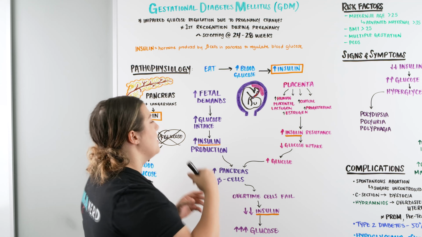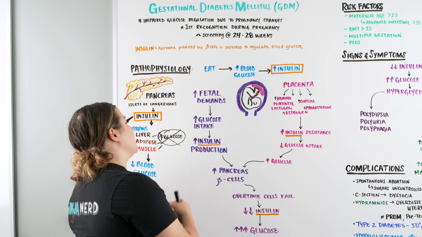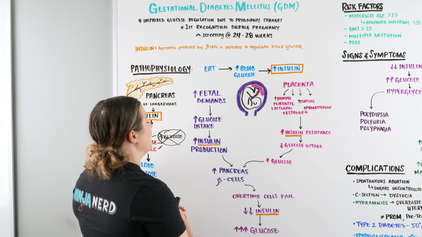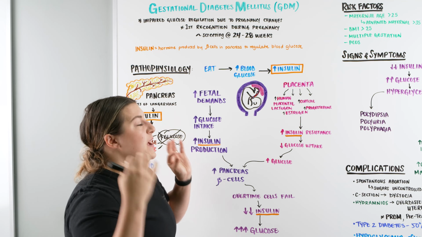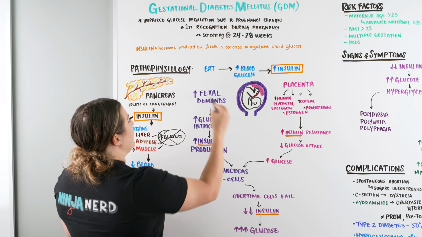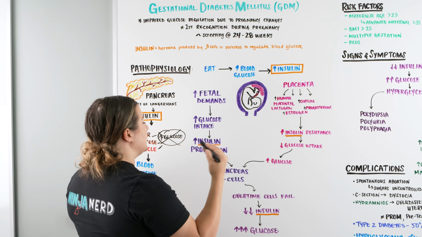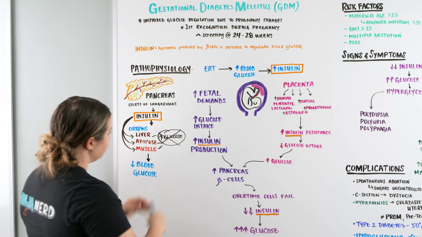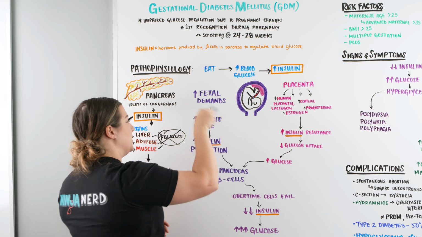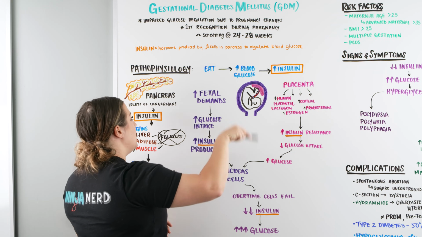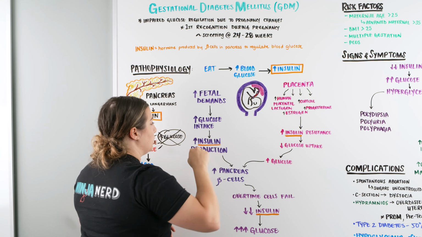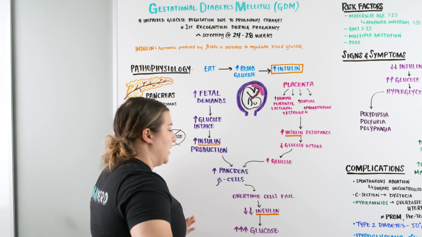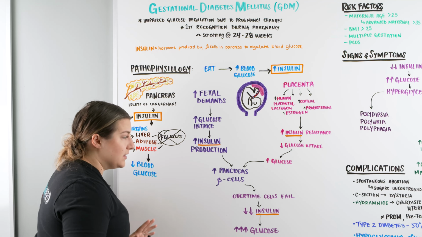So mom's going to eat. Mom's got sugar. As baby grows, baby's going to want more sugar, so they're going to increase that fetal demand. So that's going to say, hey, I'm going to have to eat more sugar, so mom's going to eat more. Because of that increase of the glucose, we're going to have the increase of the insulin production. We have more glucose coming in, we're going to make more insulin.